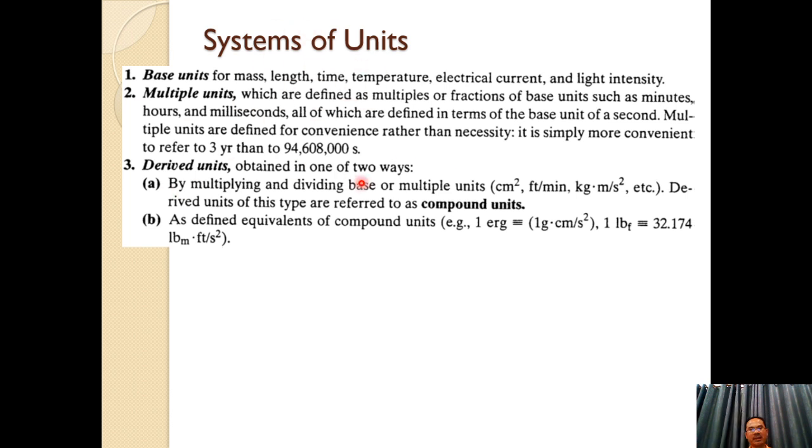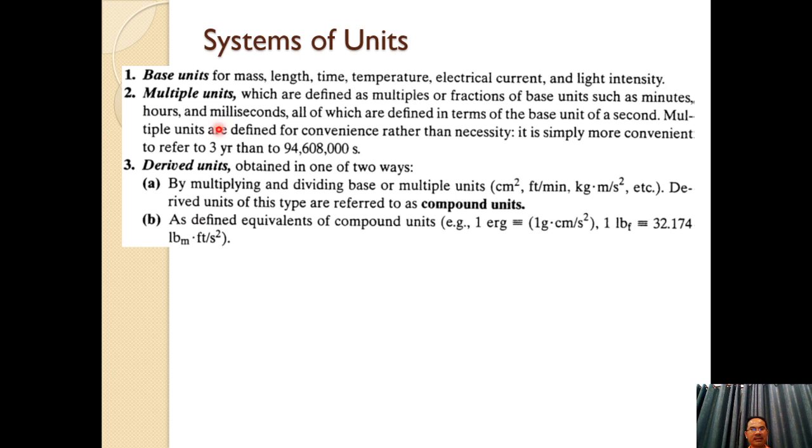Basically, we classify the system of unit in three parts or three triads. The first is the base unit. The base units are mass, length, time, temperature, electrical current, and light intensity. The second is the multiple unit, for example the minute, hour, and millisecond, because you can convert from second to minute and minute to hour and then millisecond. These are defined based on the unit of second.